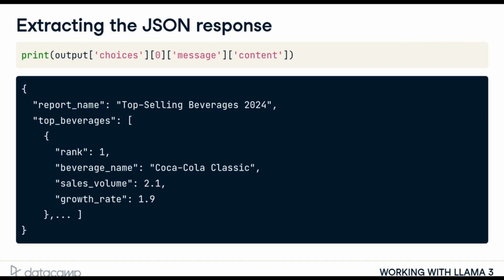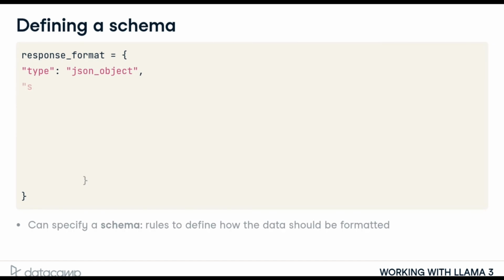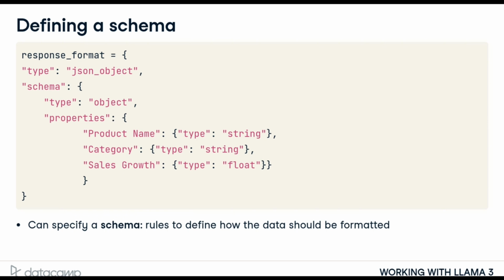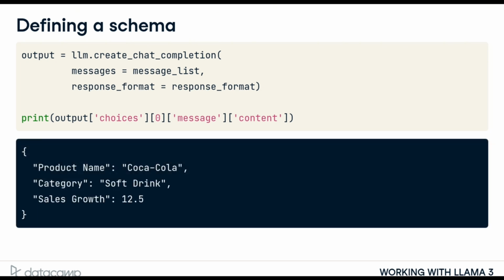We can further control JSON responses by specifying a schema, a set of rules that define how the data should be formatted. Let's say we need a structured sales report for food products with specific fields. We can specify this as a dictionary, where type is object to specify the JSON object, and properties are the fields needed, such as the product name, category, and sales growth. This ensures that every response follows the same format, preventing inconsistent data from being generated.